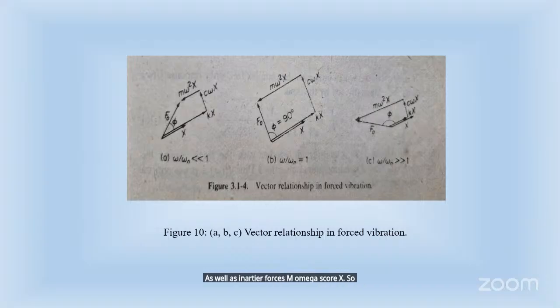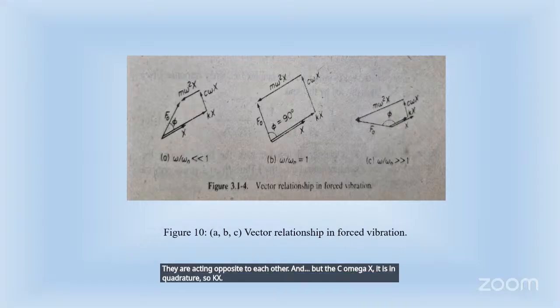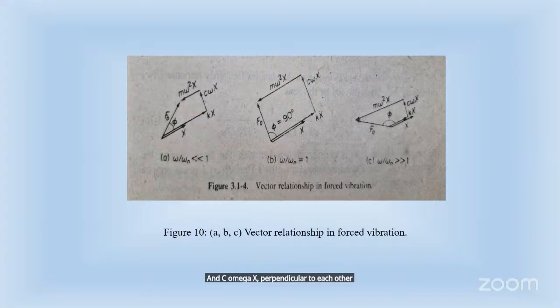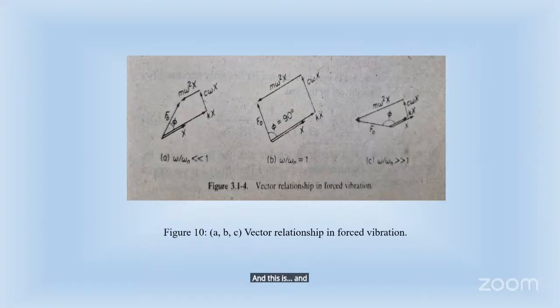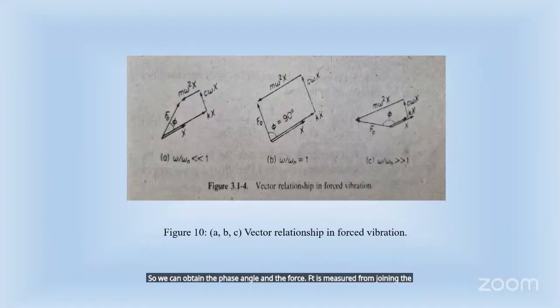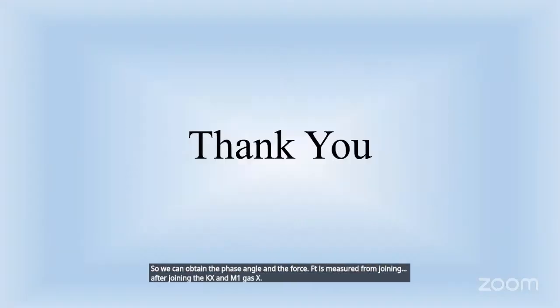So kx and m omega square x are acting opposite to each other, but c omega x is in quadrature. So kx and c omega x are perpendicular to each other, however m omega square x is opposite to kx, in opposite directions. The rest of the portions we have joined by using the parallelogram theorem. So we can obtain the phase angle, and the force Ft is measured after joining the kx and m omega square x. So it is over.